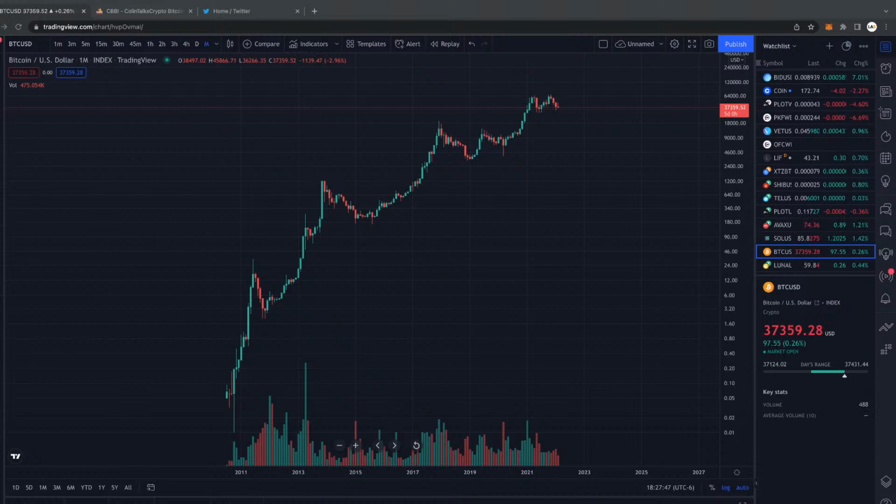Okay, so let's get this going. What I wanted to do was go over something that I was looking at lately for Bitcoin, and that is Elliott wave theory. So I've been looking at doing that. So here's the chart for Bitcoin.